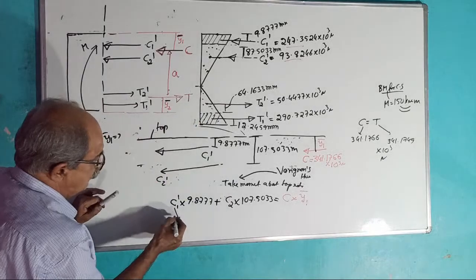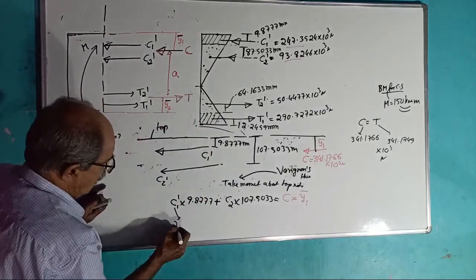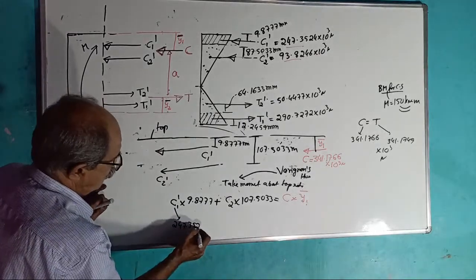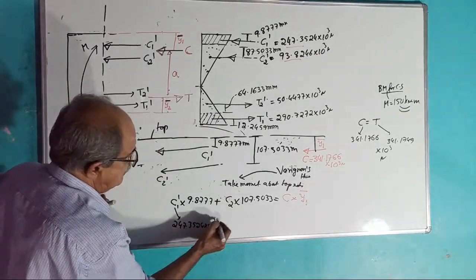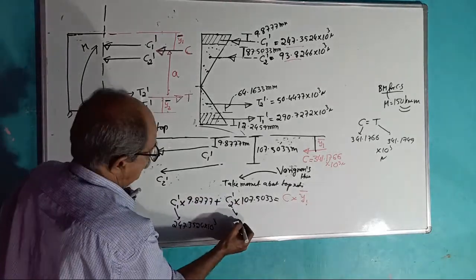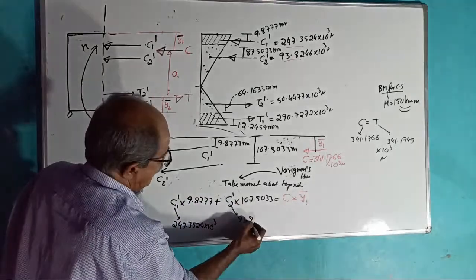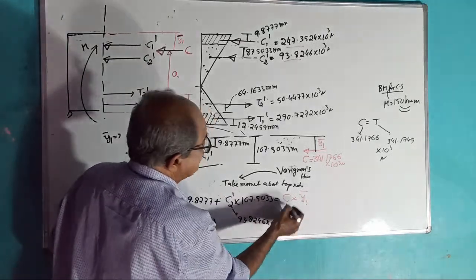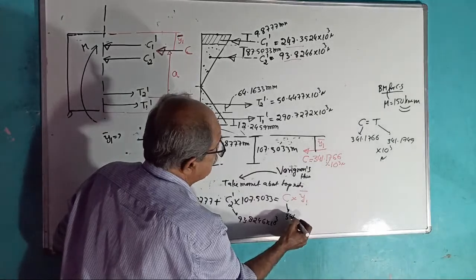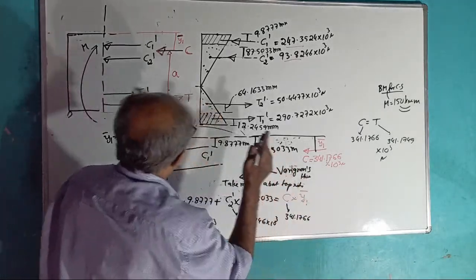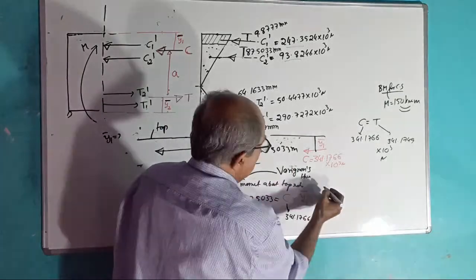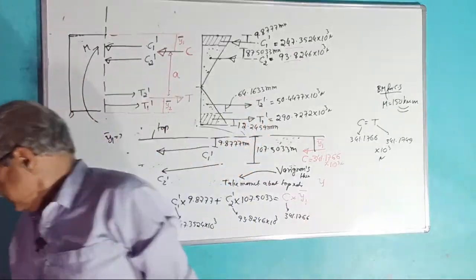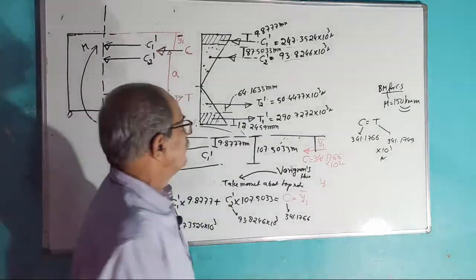C1 dash is known for you: 247.3524 × 10^3. C2 dash is 93.8246 × 10^3 and C resultant is 341.1766. Using this data, tell me what is your Y1 bar. Fast answer. Tell me what is Y1 bar.